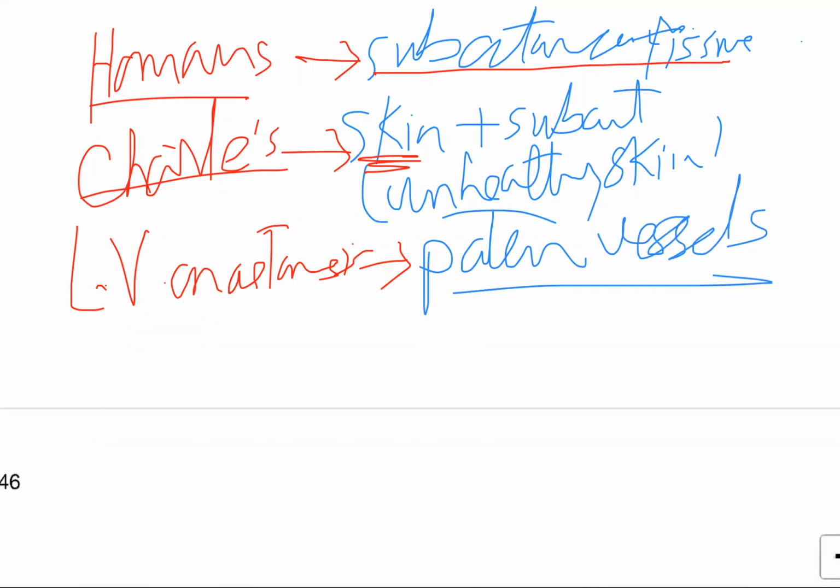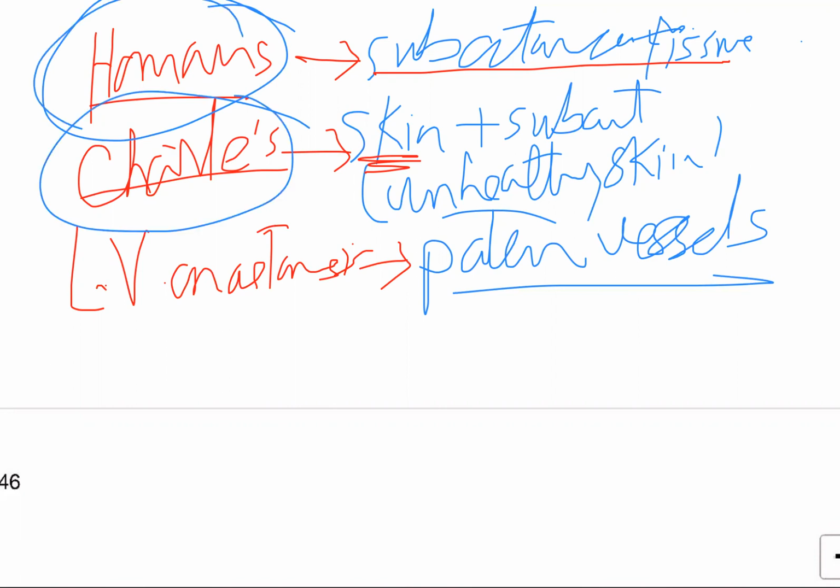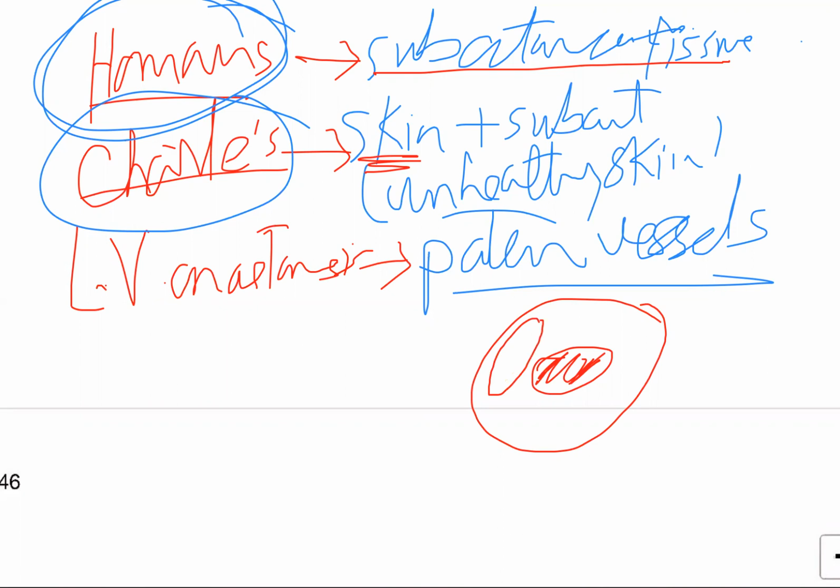So don't confuse between Homans and Charles. For Homans, I just remember it as the Homans operation: I only remove the subcutaneous tissue. But for Charles, something not good, I remove the skin and subcutaneous tissue. For Homans operation, I'll just remove subcutaneous tissue, and for Charles, I remove the skin and subcutaneous tissue.